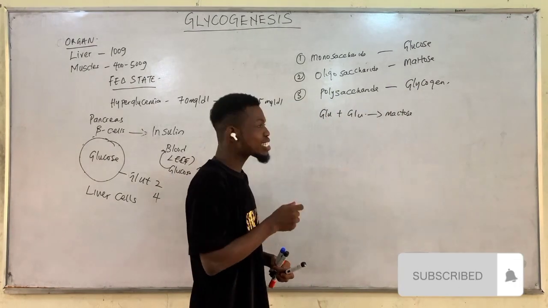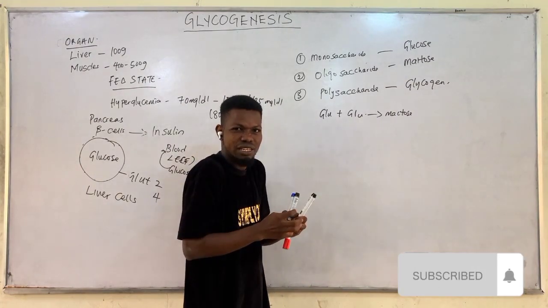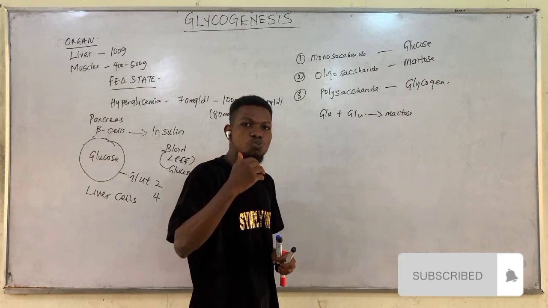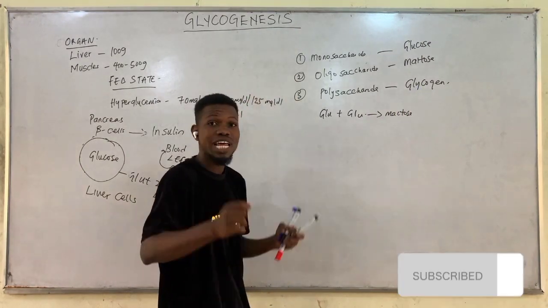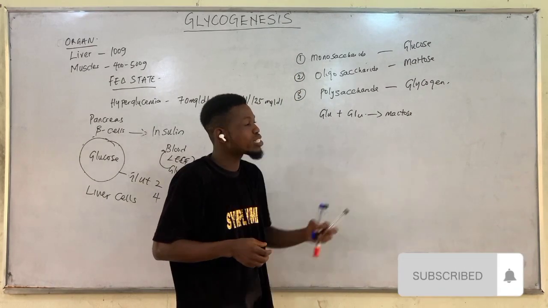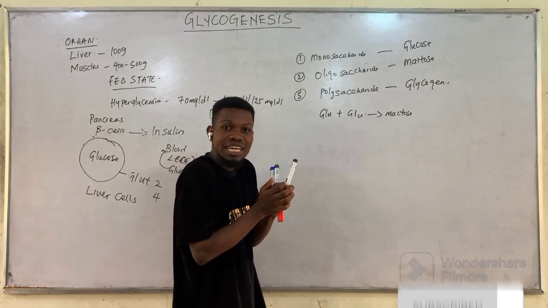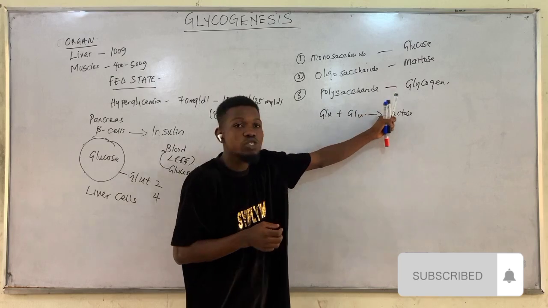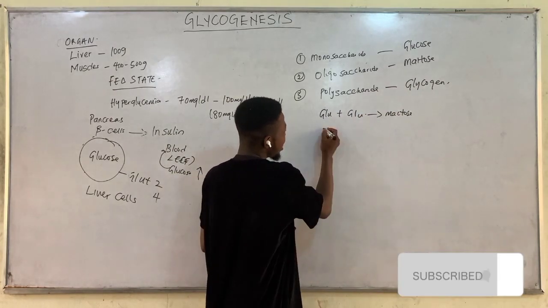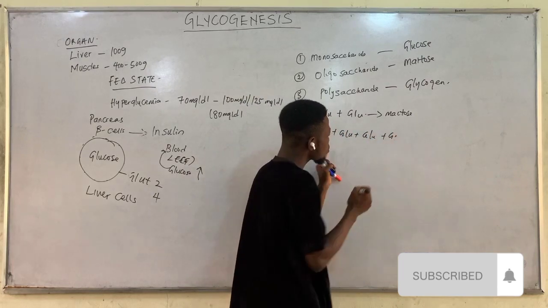So what I want you to know is that when we have a series of glucose combining together, it will give us glycogen. That is what helps us in this process, which is known as glycogenesis. You need to understand how glucose combines together to give us glycogen. So about 10 to thousands of glucose can come together and exist as a polysaccharide unit to give us glycogen.